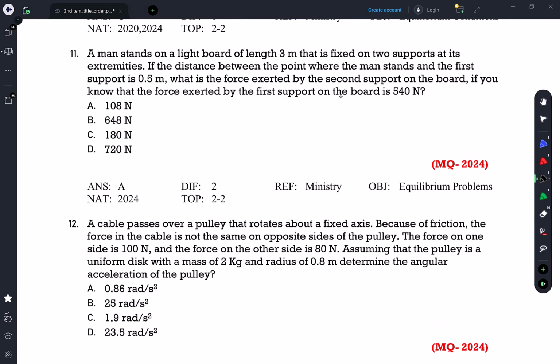A man stands on a light board of length 3 meters that is fixed onto supports at the extremities. If the distance between the point where the man stands and the first support is 0.5 meters, what is the force exerted by the second support on the board, if you know that the force exerted by the first support is 540 Newton?